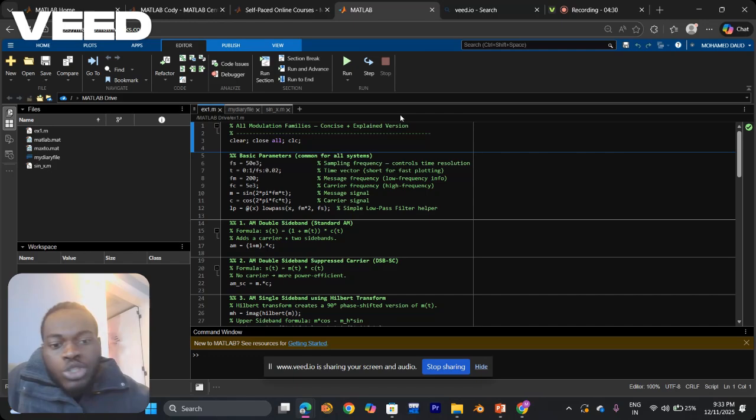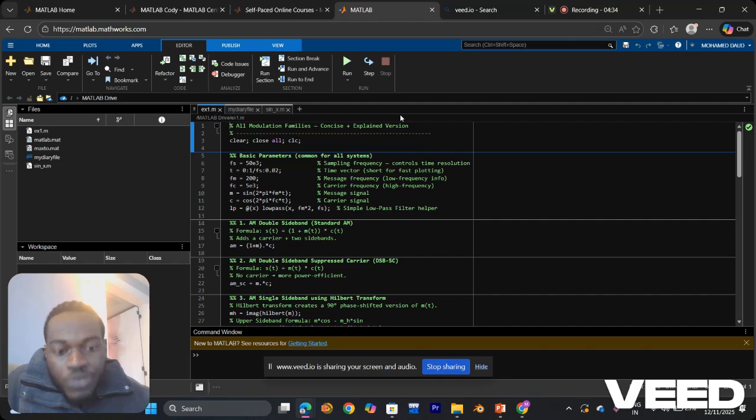Now to demodulate PM, I extract the instantaneous phase using the Hilbert transform. Then I unwrap the phase, remove the carrier, and differentiate it. Finally, I low pass filter to get back the message.